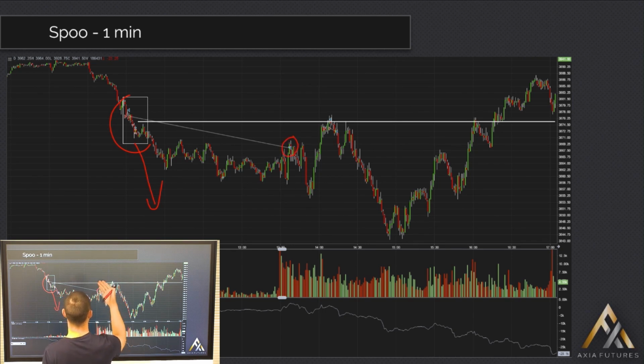I got a little bit confused how to manage, but realistically I could have held it for pretty much most of the day, until we had the failure down here.